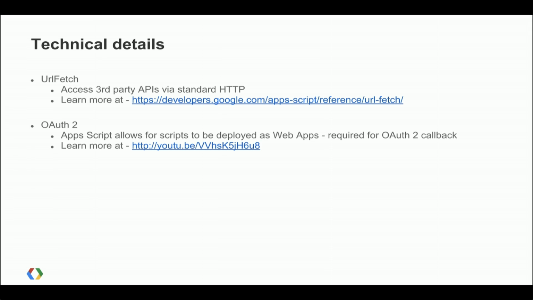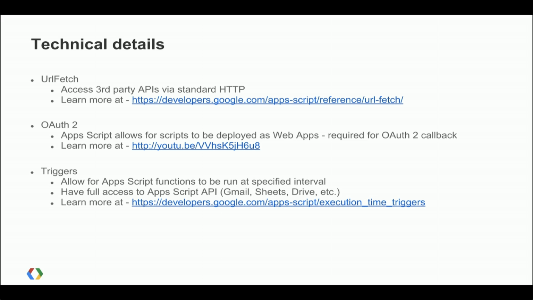OAuth 2. It's actually a lot simpler than you think a lot of times to implement OAuth 2. And there's a much more detailed video we have where we walk you through the process. It involves creating a developer console project on our site. And it does require you to deploy your Apps Script as a web app so you can get the callback to store the token. Triggers allow you to schedule things. So it's really powerful. All the APIs that are available in your regular mechanisms are available in the triggers.